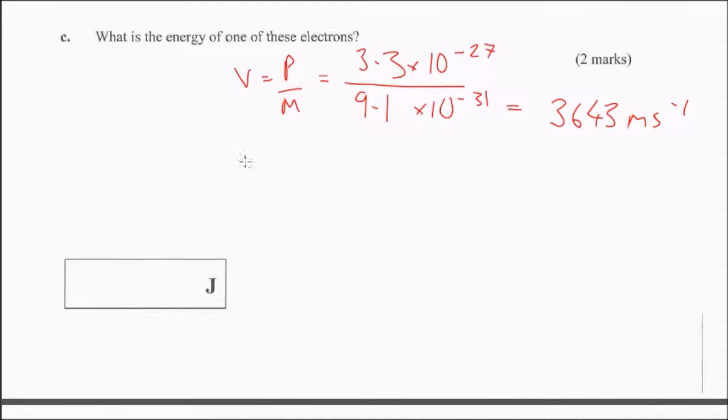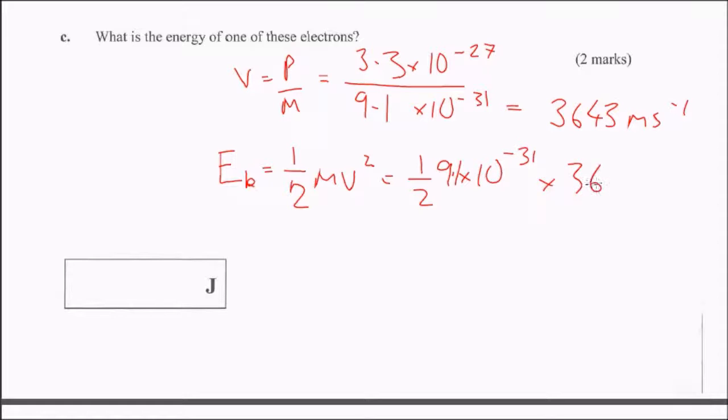Then we have to work out the kinetic energy of a particle, which is half mv squared. So all we've got to do there is sub in our values: the mass, again the same one from the formula sheet, 9.1 times 10 to the minus 31, times 3643. Make sure that you square the velocity, that's a mistake that people often seem to make, and we end up with 6 times 10 to the minus 24 joules.